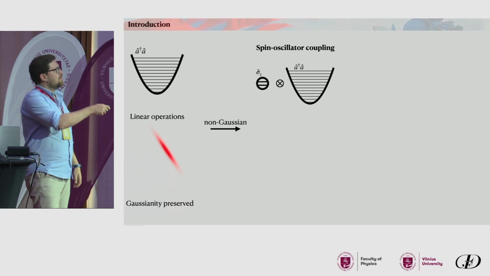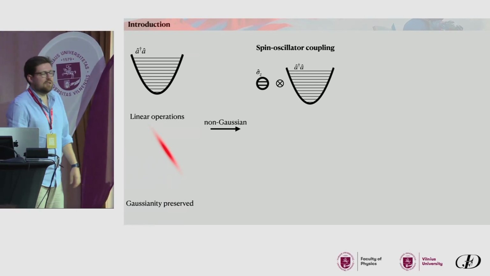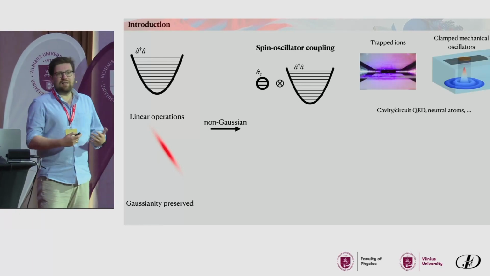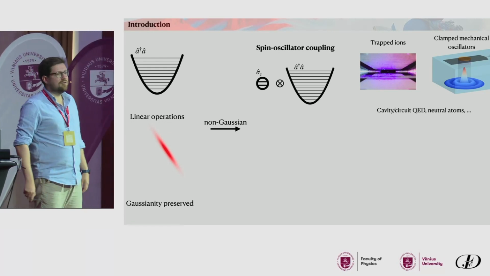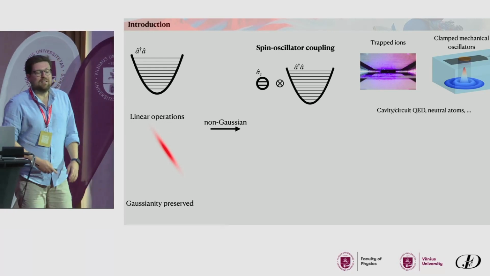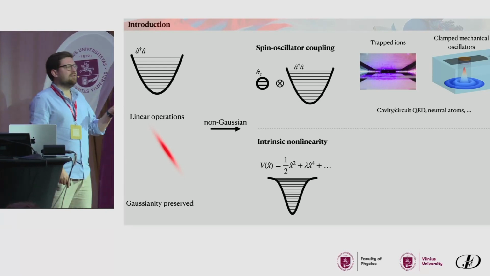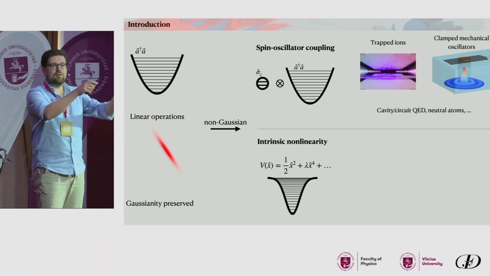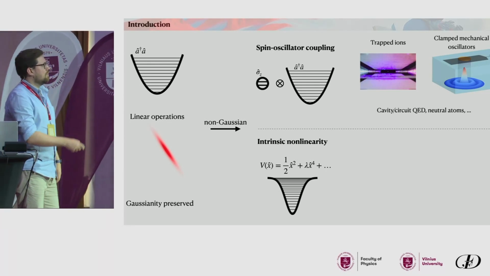The first one is to couple your harmonic oscillator to some two-level system, or in general some nonlinear system. There are many systems in which we can do it, such as trapped ions, mechanical oscillators, and many others. The other approach is not to couple to anything, but rather to use the intrinsic nonlinearity of the confining potential itself, so to go beyond the harmonic oscillator approximation.